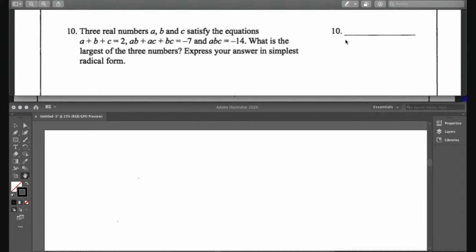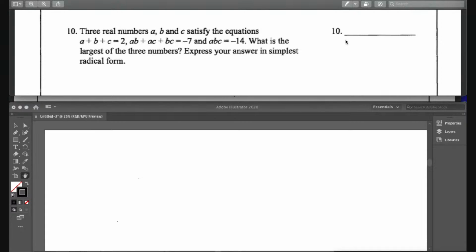Today we are doing the 2011 Nationals, team number 10. We have three real numbers, a, b, and c, that satisfy the equations a plus b plus c equals 2, ab plus ac plus bc equals -7, and abc equals -14. What is the largest of the three numbers? Express your answer in simplest radical form.